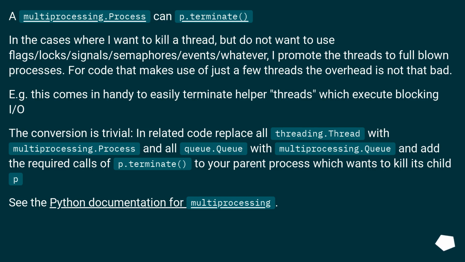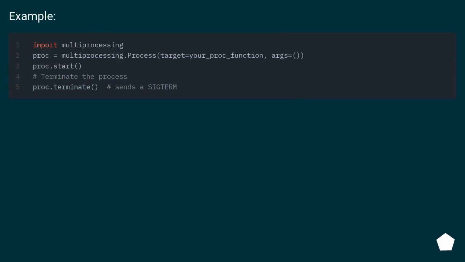The conversion is trivial. In related code, replace all threading.Thread with multiprocessing.Process and all queue.Queue with multiprocessing.Queue, and add the required calls of p.terminate to your parent process which wants to kill its child p. See the Python documentation for multiprocessing. Example.